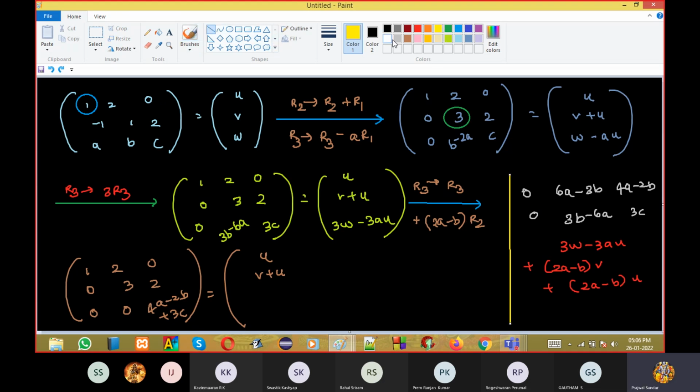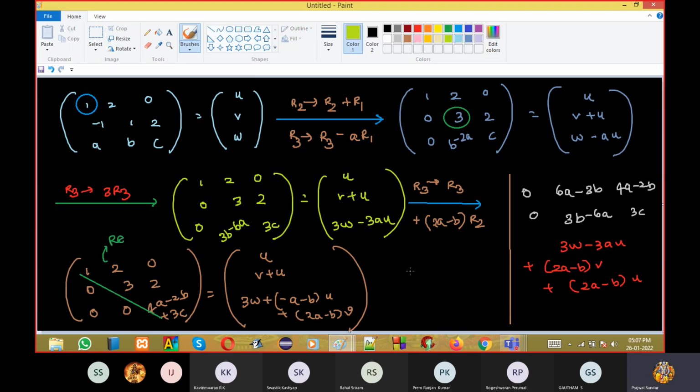So now, if I'm adding this, what will I get? I'll get 3w, plus u, I will get minus a minus b times u, plus 2a minus b times v. Correct? Yeah, I'll get like this. Okay, look at this carefully. Now is this in row echelon format? Yes or no? This is row echelon format.